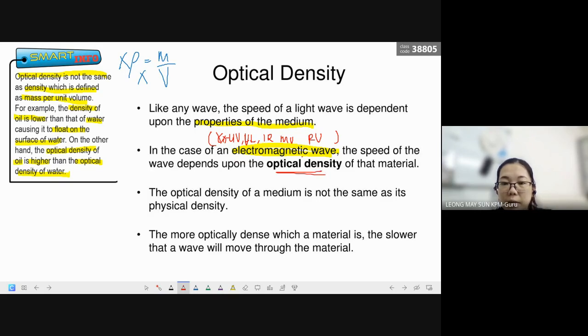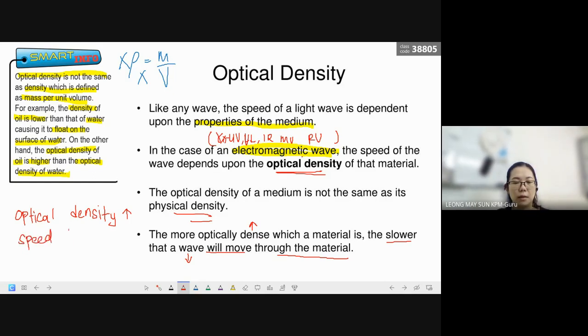So the speed of wave depends on the optical density. In the previous chapter, when we talked about refraction of light wave, the speed of light wave depends on the optical density. The optical density of a medium is not the same as the physical density. The more optically dense a material is, the slower the wave will move through the material. Meaning, as the optical density increases, the wave speed decreases. I repeat, if the optical density increases, the speed of the wave decreases. It will move much slower. Okay, so now let's look back at the simulation that I had just now.